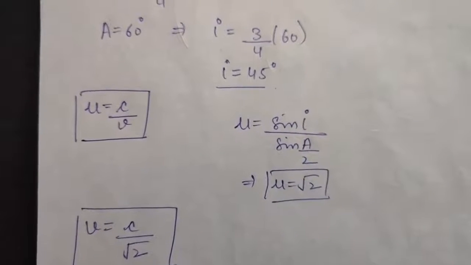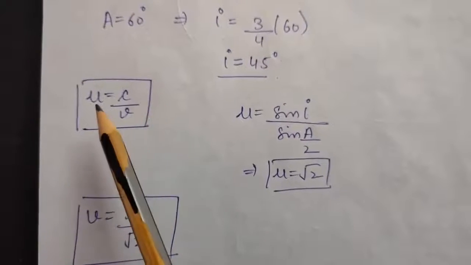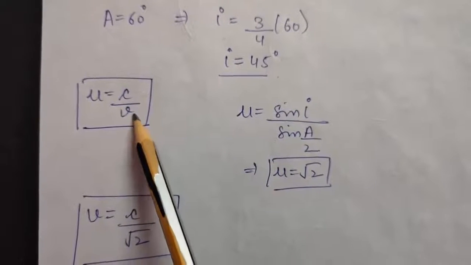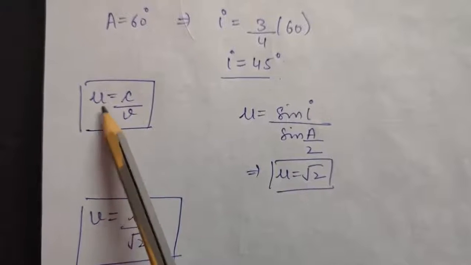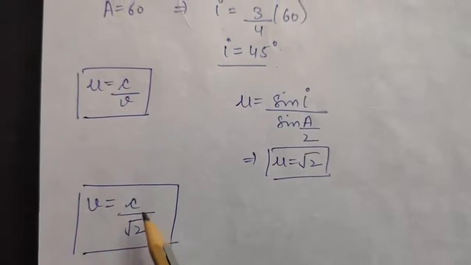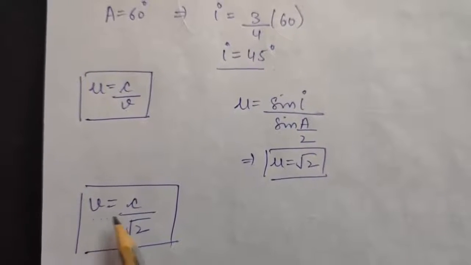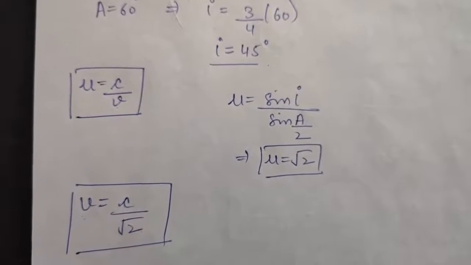Now, from the definition of refractive index, that is defined as the speed of light in air upon speed of light in medium. So let us put the value of mu here. That will give you root 2 = c/v, or you can say from here v will come to be c/root 2. That is, the speed of light in the material of the prism will become 1/root 2 times the speed of light in air.